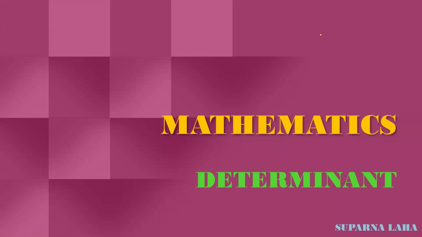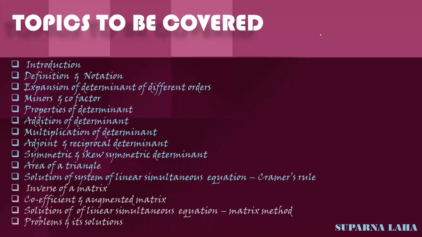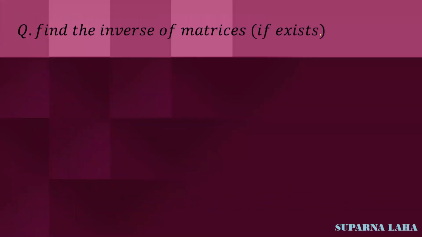So we're discussing this chapter, determinants, and we are talking about the inverse of any matrix with the help of the determinant, that is by the formula adjoint A by determinant of A. So today we will discuss the NCERT exercise 4.5. Here's the first question. You need to find the inverse of the given matrix.